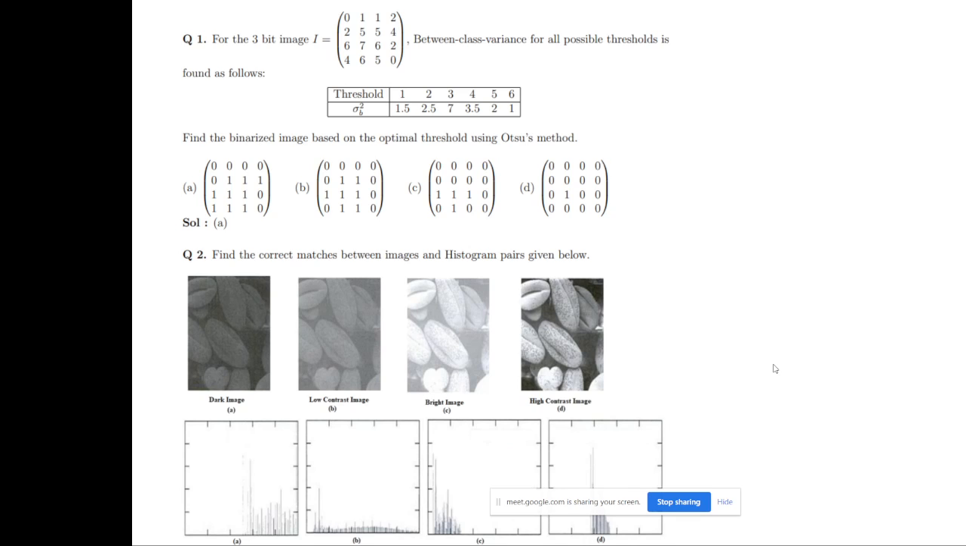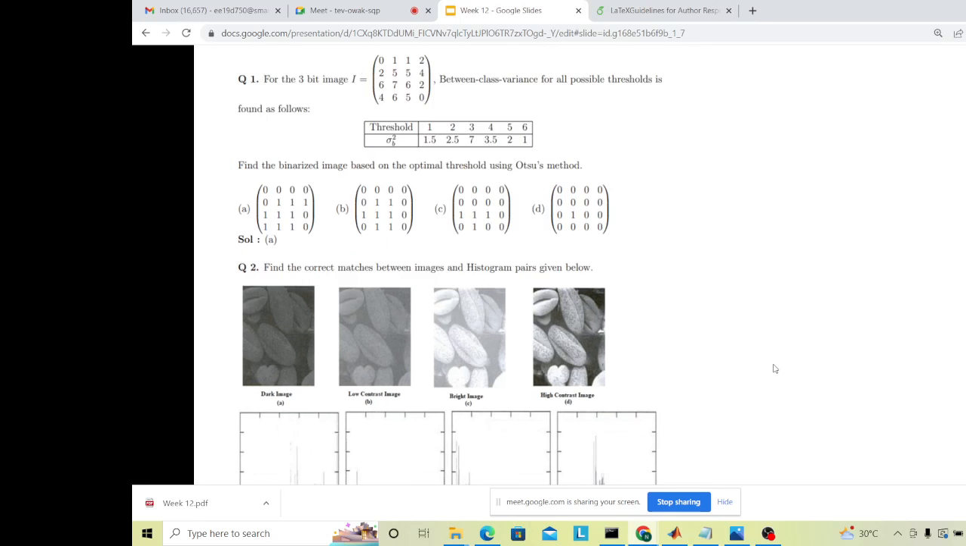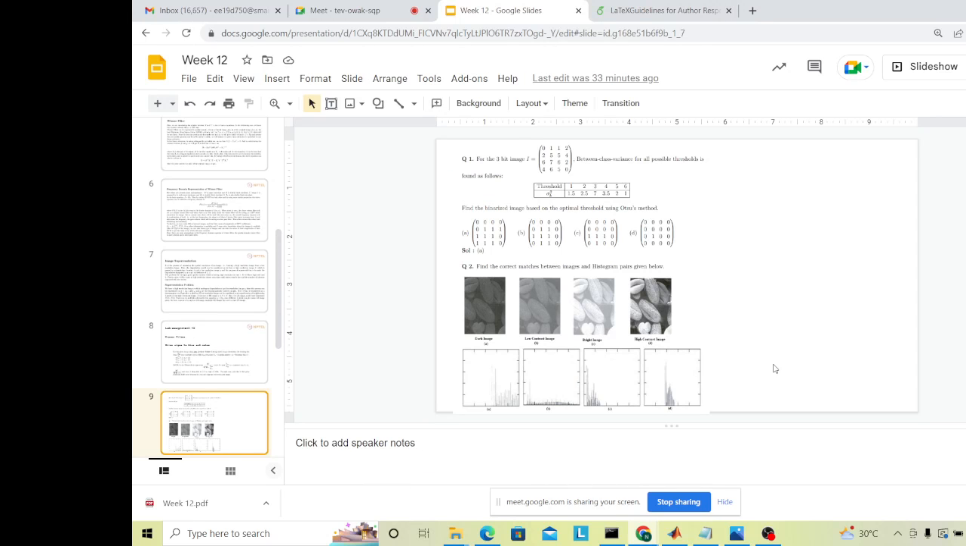Then for the next question, wait, I will check whether I can connect through my tab, otherwise it is difficult.